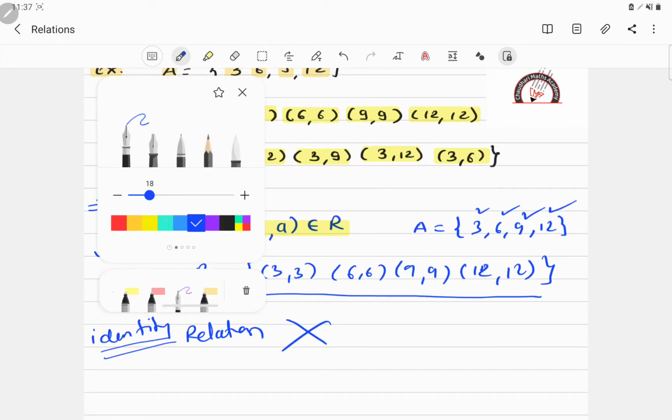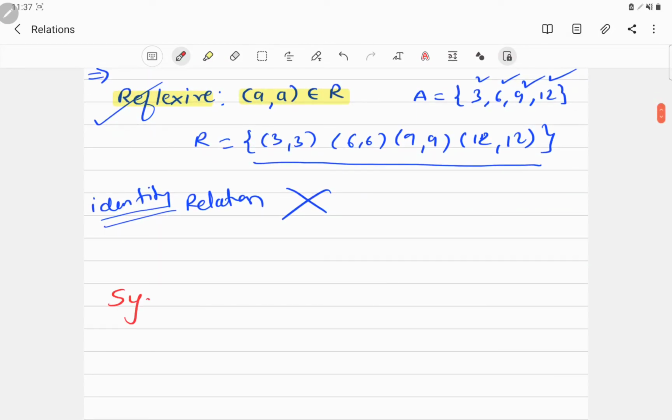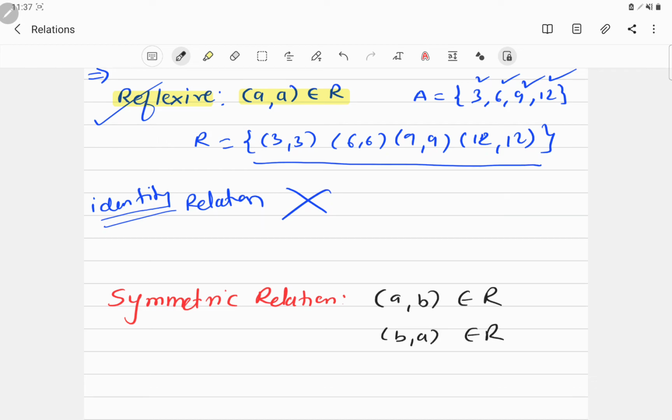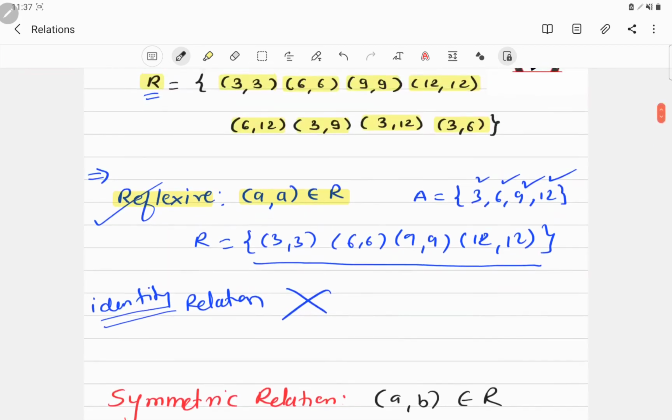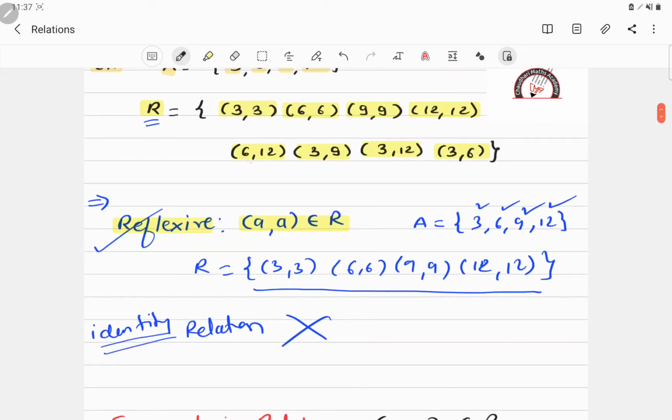Okay, then let's cross check the next type, that is symmetric, whether it is a symmetric relation or not. Okay, how to identify a symmetric relation? If A comma B belongs to the relation, then B comma A also belongs to the same relation. Is this thing present here in this relation? So please observe 6 comma 12 is present in this relation.